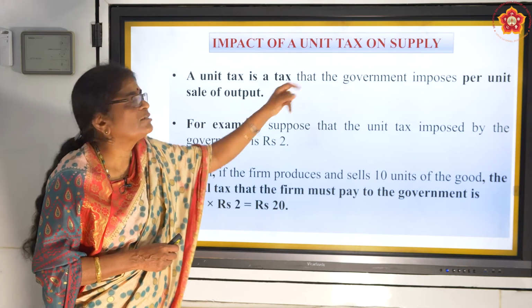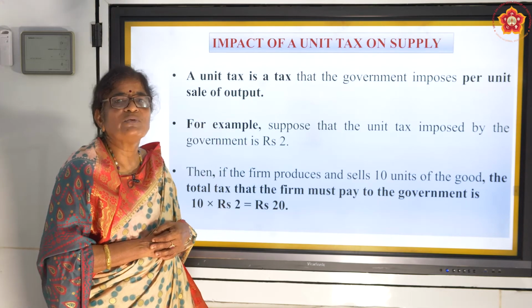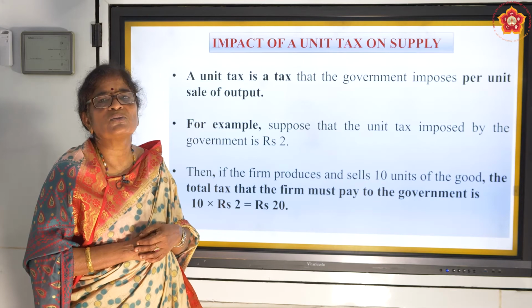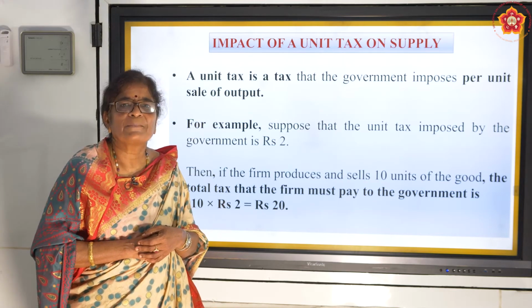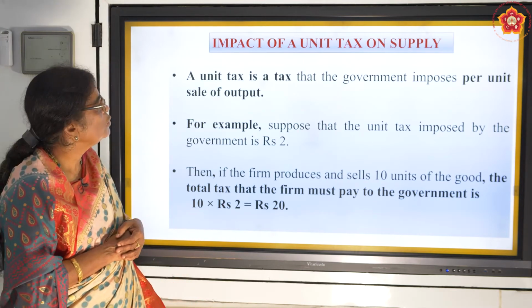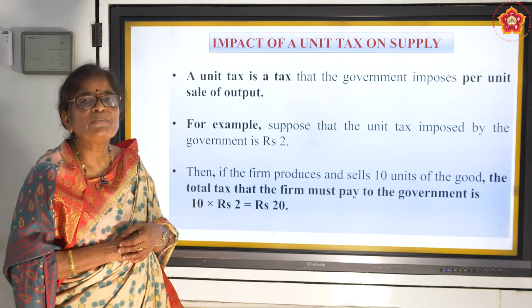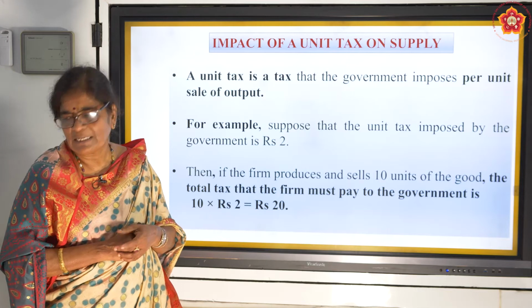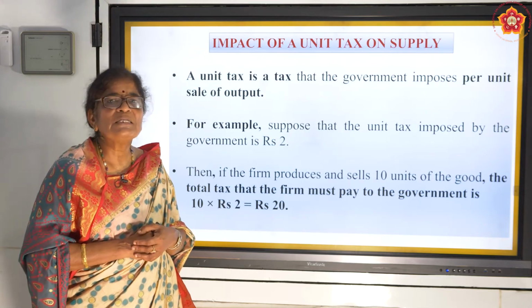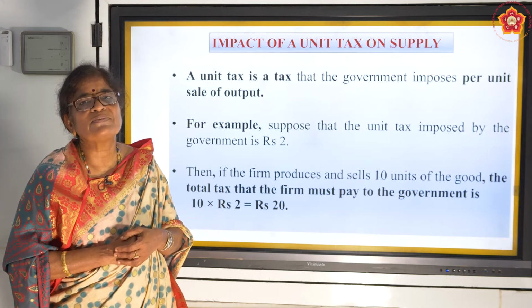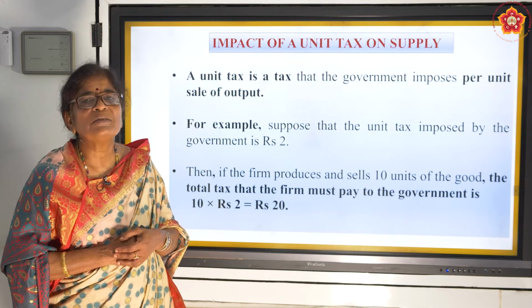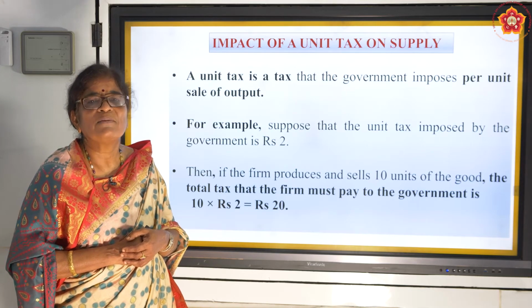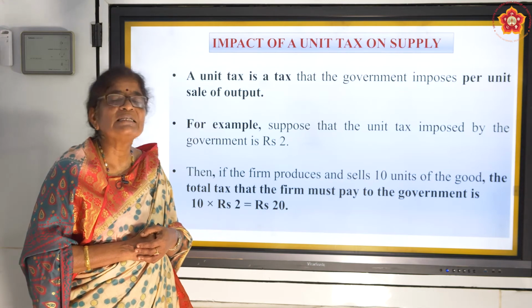Impact of a unit tax on supply. We have also seen that taxation affects the supply curve. Why? What do you mean by unit tax? The government imposes tax on the sale of a unit of output, a particular pen. For example, the pen is 40 rupees and the tax is 5 rupees per unit of pen. How much is the price of the pen now? 45 rupees. Therefore, the price increases.